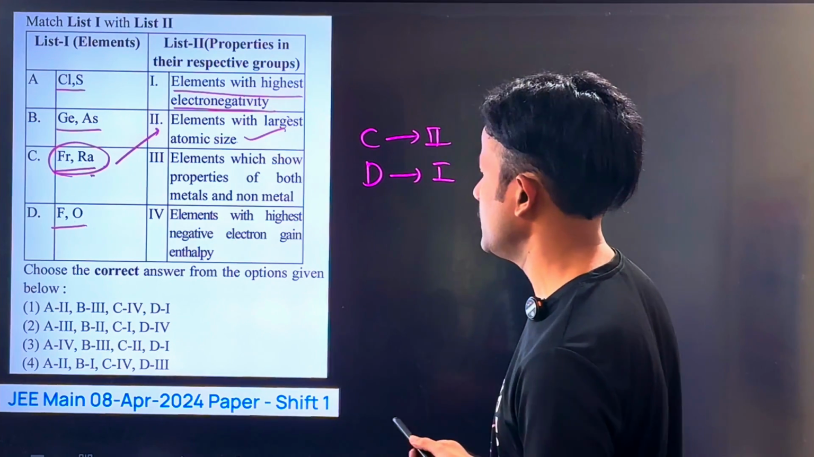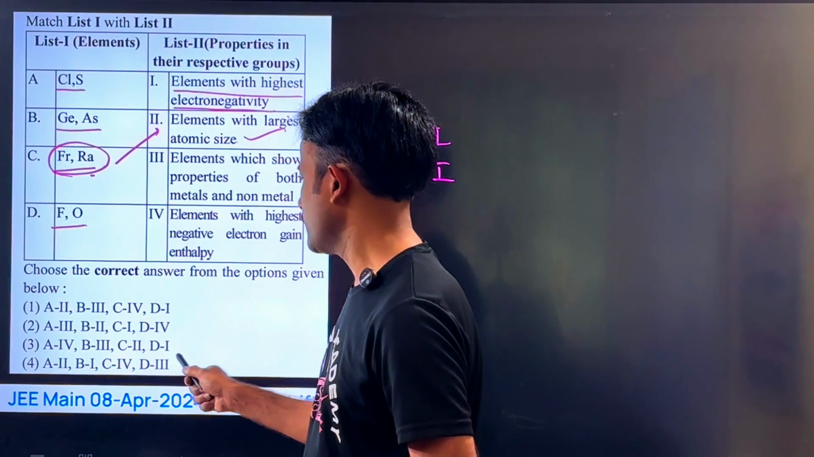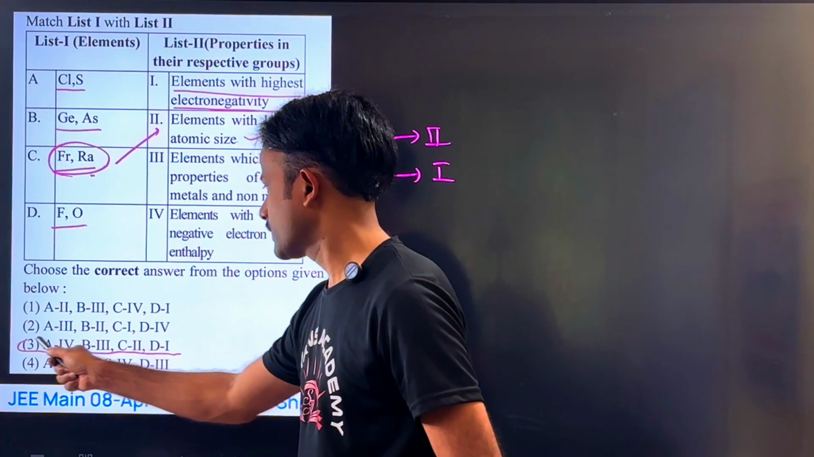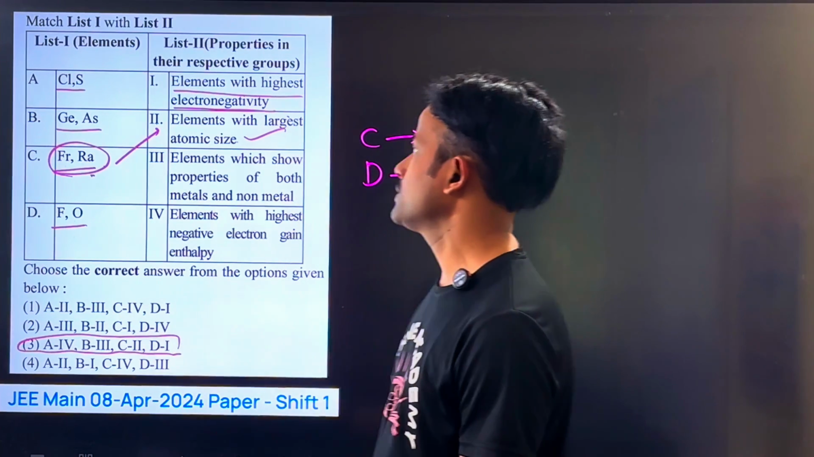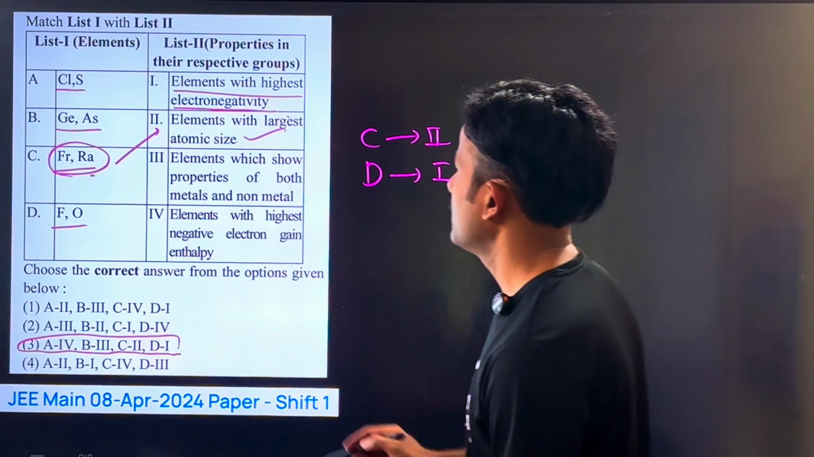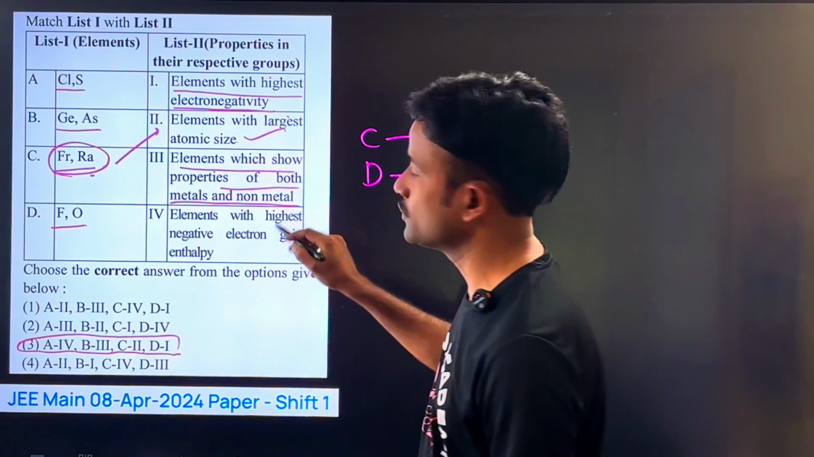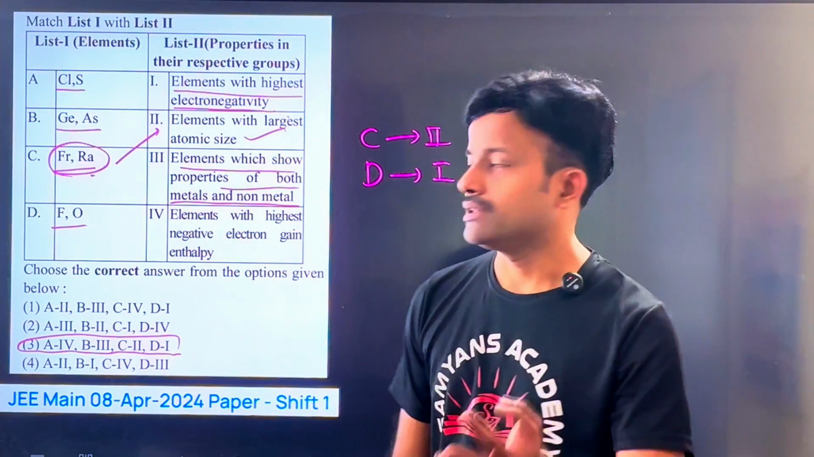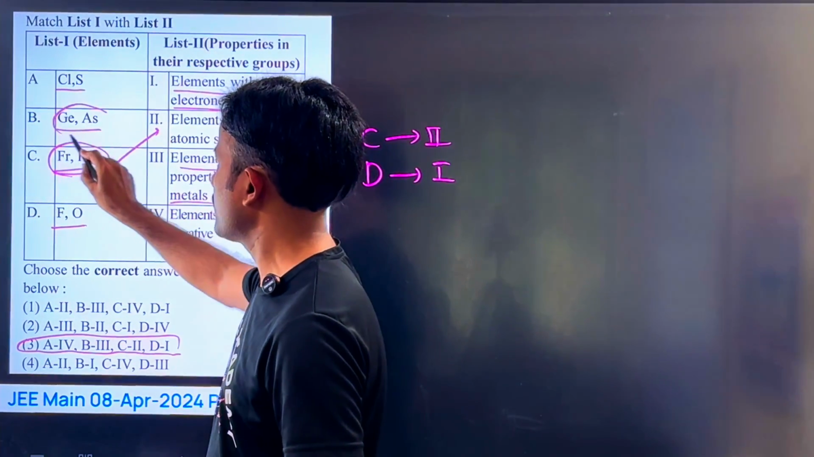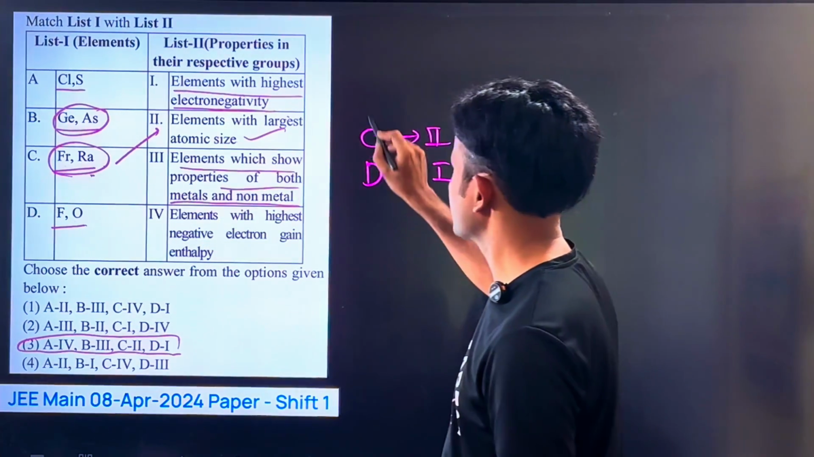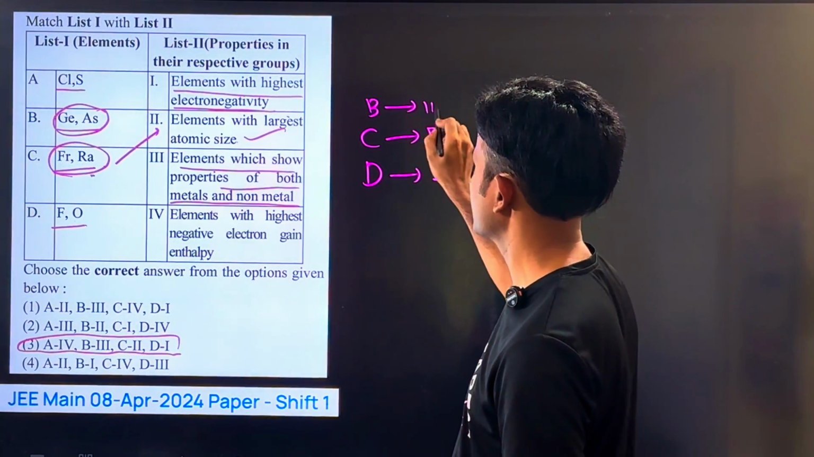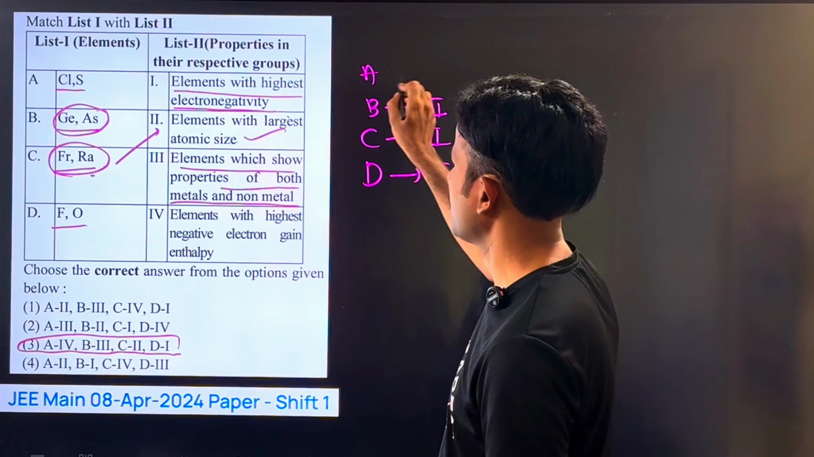Okay, C with 2, D with 1, and already we know that this is the right option. Yes or no? Now you see here germanium and arsenic are elements which show properties of both metals and non-metals. That means metalloids. Germanium and arsenic are metalloids. Here B is matching with 3 and the remaining A.